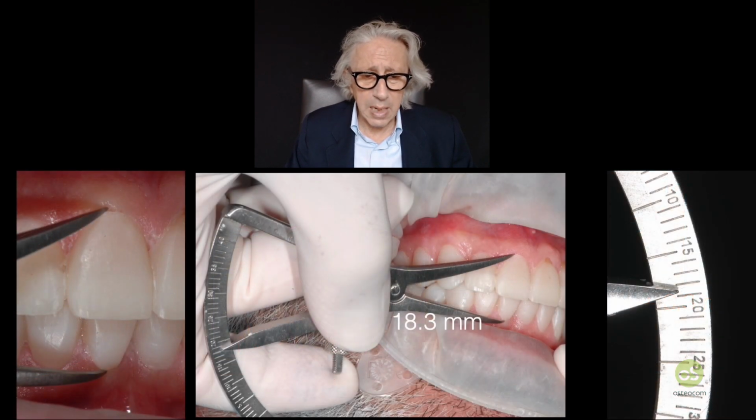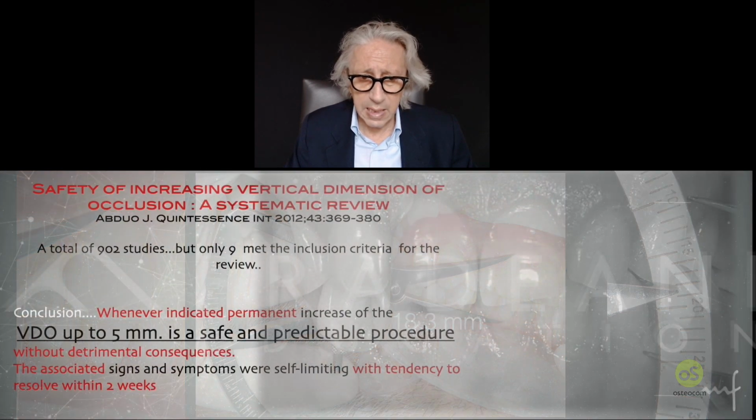So 18.3 millimeters, from 12, we started with 12. We increased the length of the teeth, upper and lower. We are in perfect occlusion, so we are in a very good situation to finalize the case.